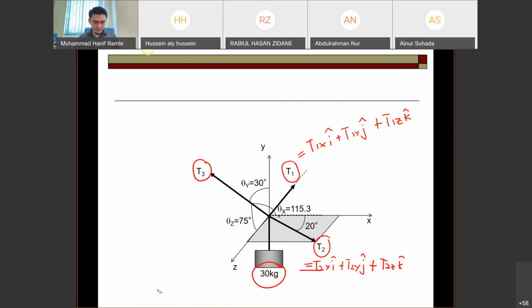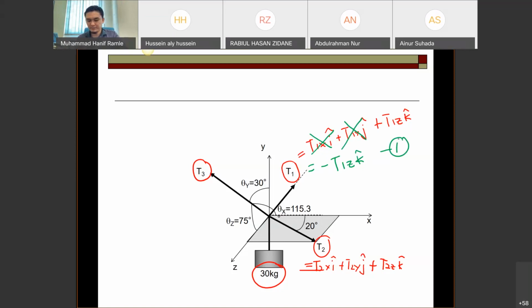Okay, so for T1, if you look carefully, there is no component for X and Y. Am I right? Right, but we can know the negative side of each one. Yes. So for T1, D has no value. So T1 is only negative T1z. This is the first equation.